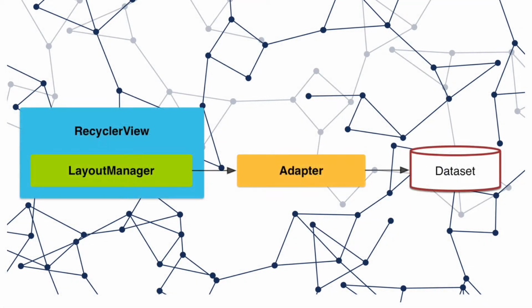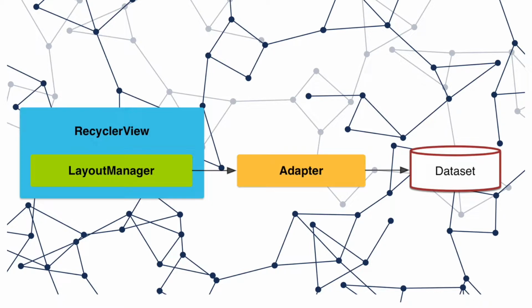Well, the architecture of recycler view looks something like this. There is a data set which you can view on the right hand side, which has all the information. Then there is an adapter which acts like an intermediate or a connector between the left figure and the right figure. The left figure I will explain to you guys. There is something called a layout manager, which is a subset of recycler view.